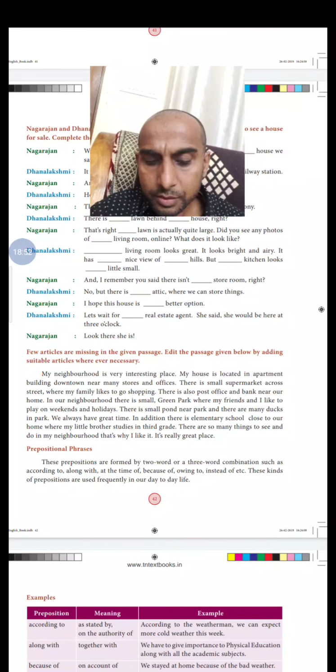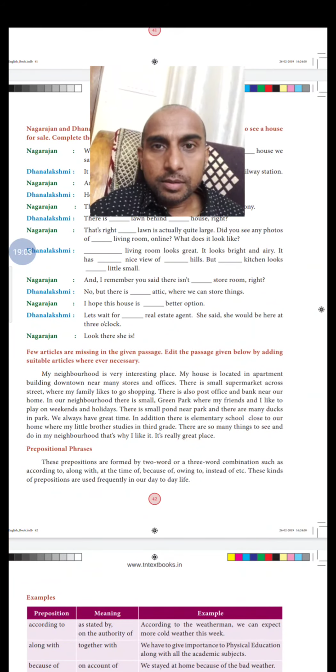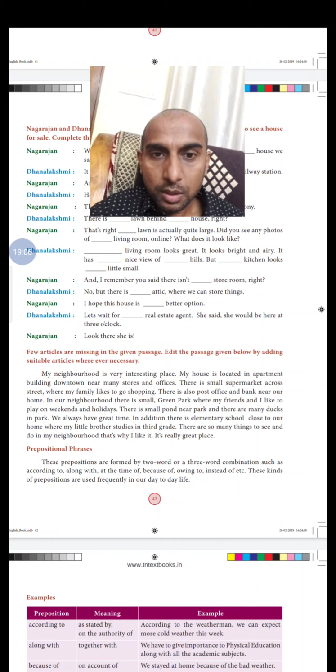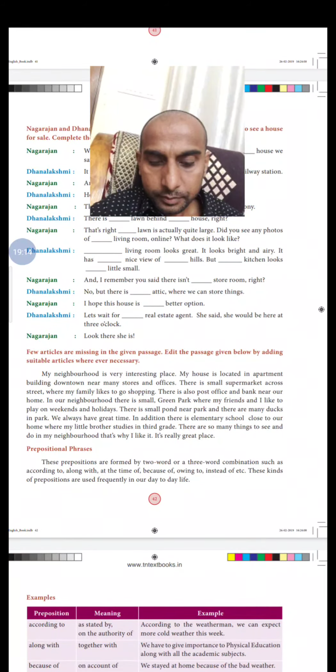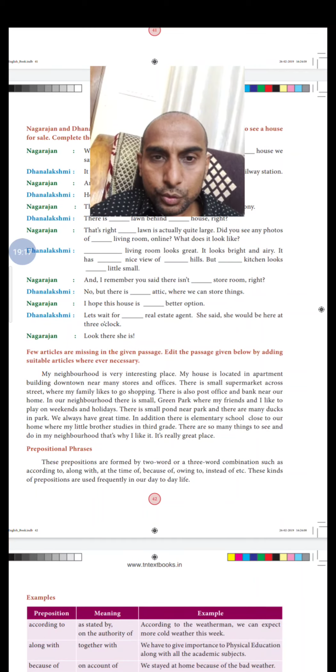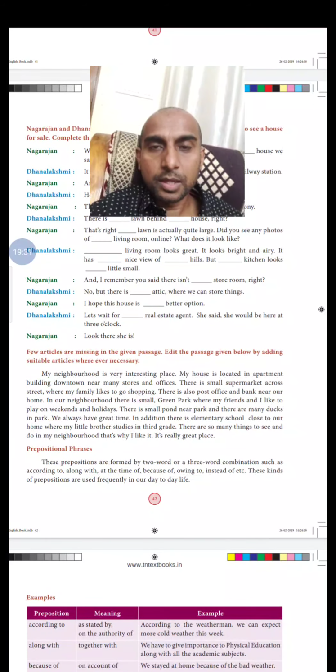We always have a great time, adjective, a great time. In addition, there is an elementary school, so that is a vowel sound, an elementary school close to our home where my little brother studies in 3rd grade. There are so many things to see and do in my neighborhood. That's why I like it. Finally, the last sentence. It is a really great place. It's a really great place. So that's what it is.